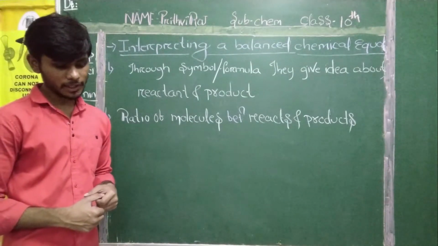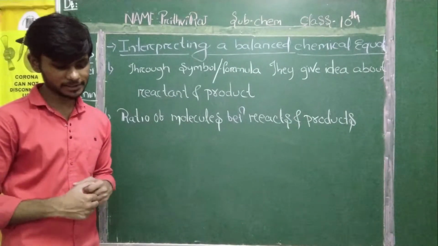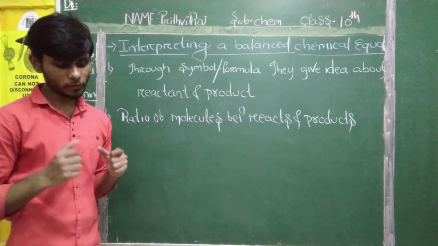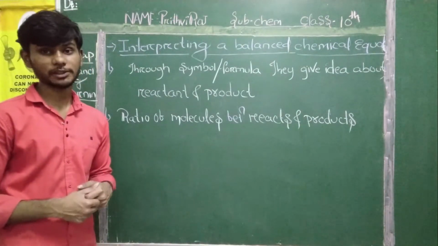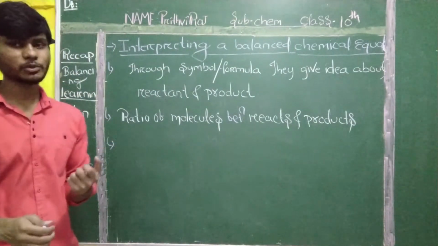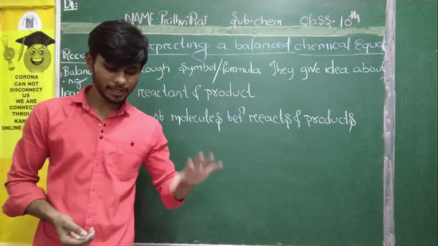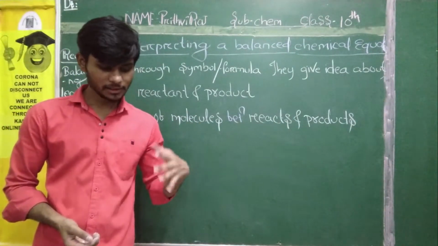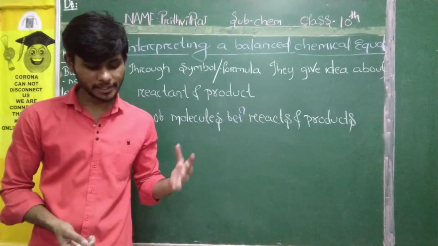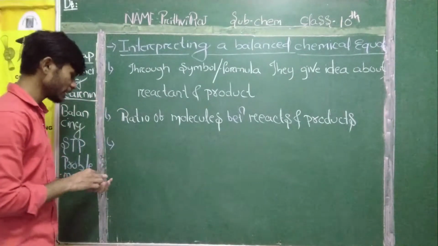Third point: as molecular masses are expressed in unified mass, the relative masses of reactants and products are known from the equation. Whenever I am writing an equation, the third point is quite big, as you can see. I won't write it, but I'll explain it. As molecular masses are expressed in unified masses, the relative masses of reactants and products are known from the equation. Suppose let me write the equation.